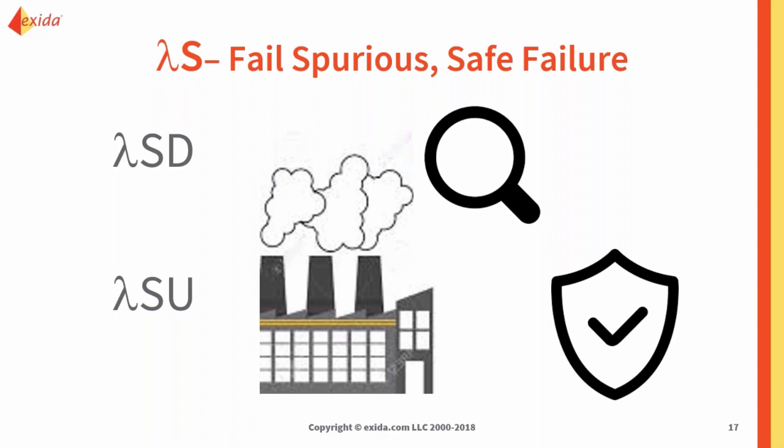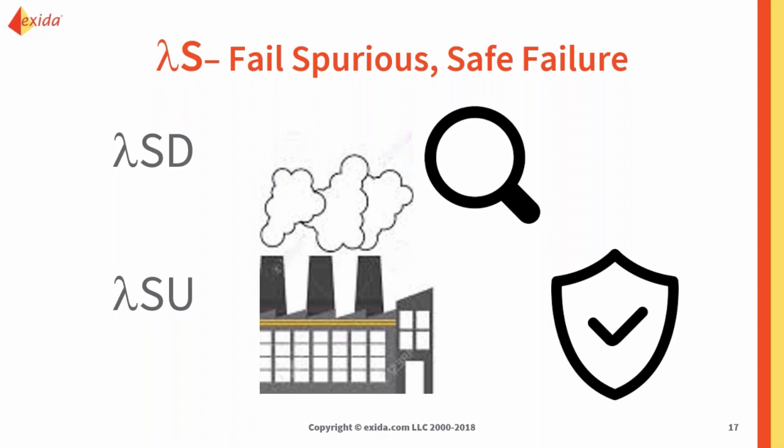So if that's what a safe failure is, a safe detected failure is going to be represented by lambda SD, and that's going to be the number of detected safe failures for that time period for that piece of equipment. Once again, what does that really mean? Well, for those safe failures that would have spuriously tripped the plant, if your internal diagnostics can figure out that you have a problem before that safe shutdown occurs, it's going to be your safe detected.